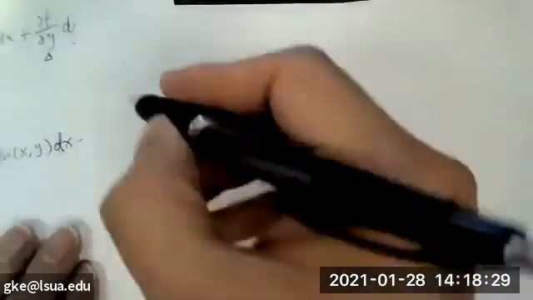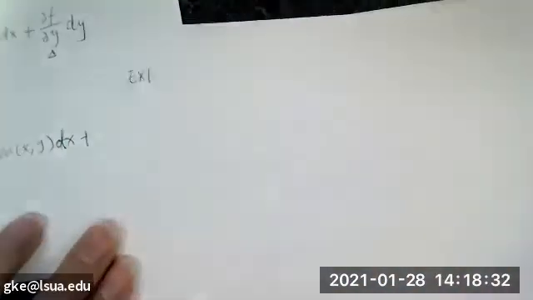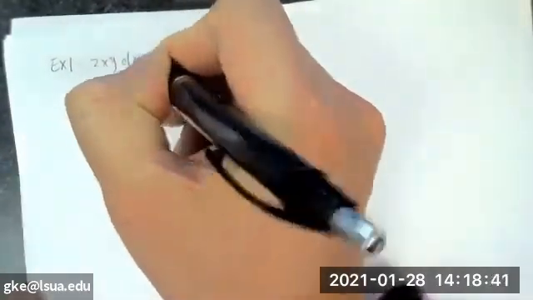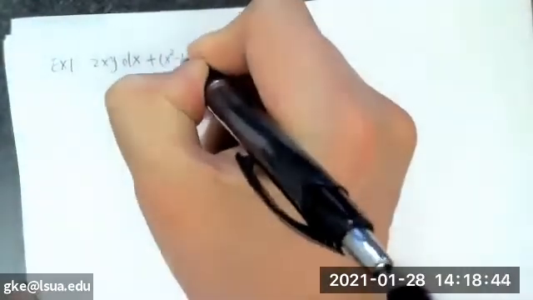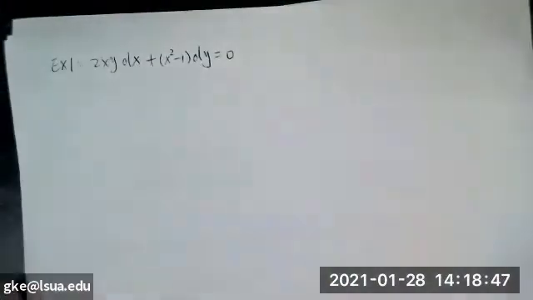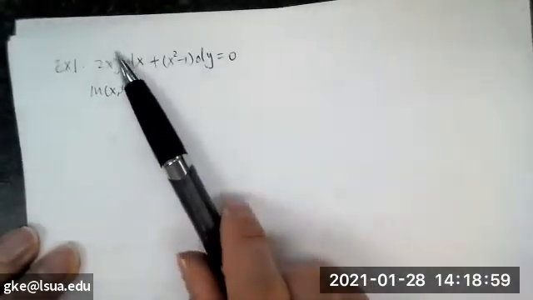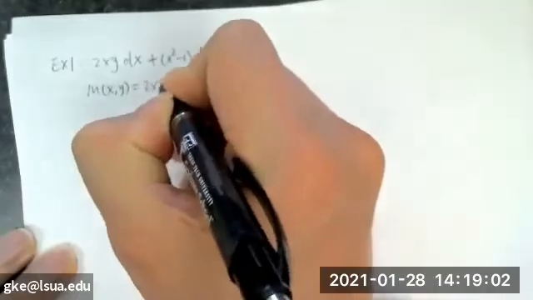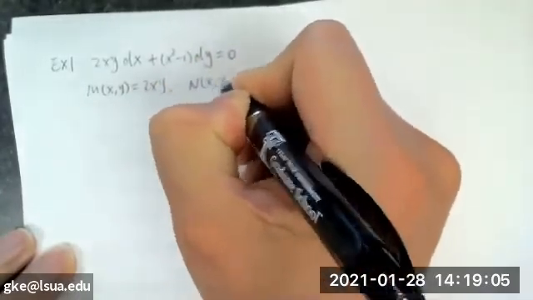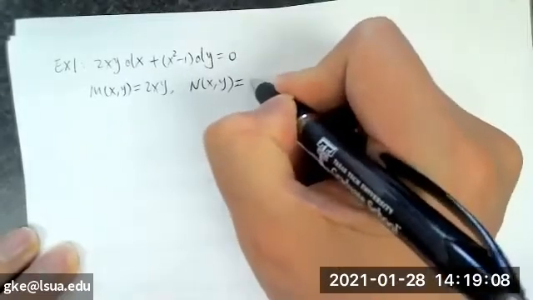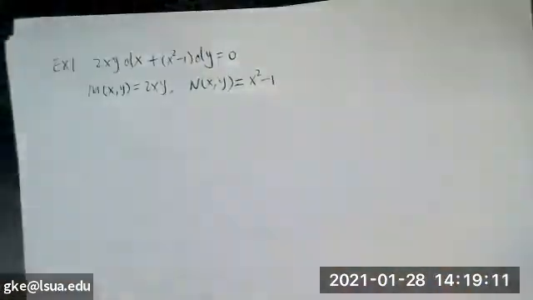So for example, I give you 2xy dx. In order to check whether this is an exact equation or not, we need to write down M. M is the function in front of dx, so that is 2xy, and N(x,y) is the function in front of dy. Okay, we have these two. Very good.